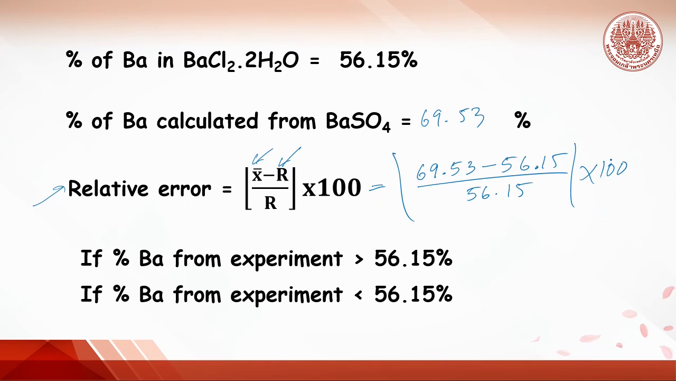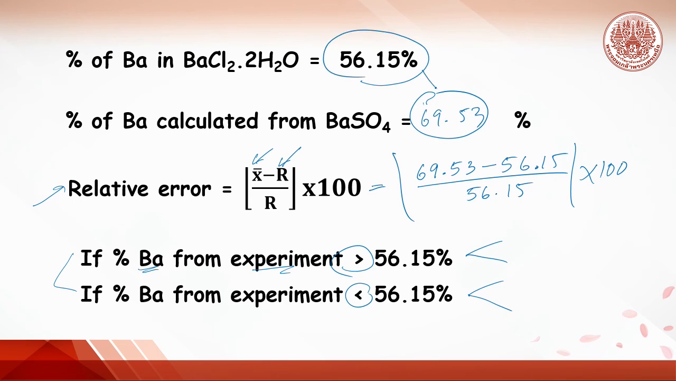In the student experiment, we have two results. If the barium from the experiment is more than or less than the theoretical value, please find the reason why the experimental data is not equal to the theory. If you have any questions, please feel free to ask.